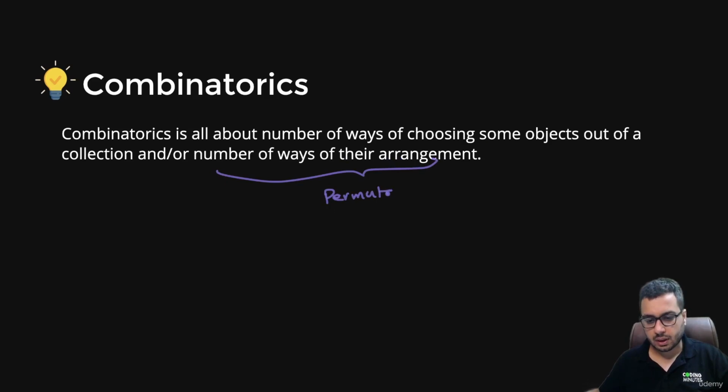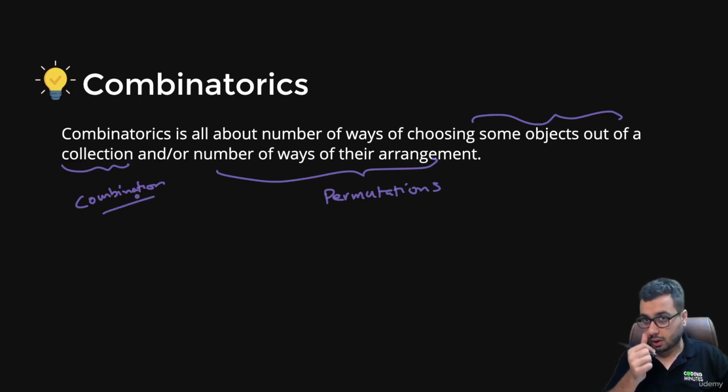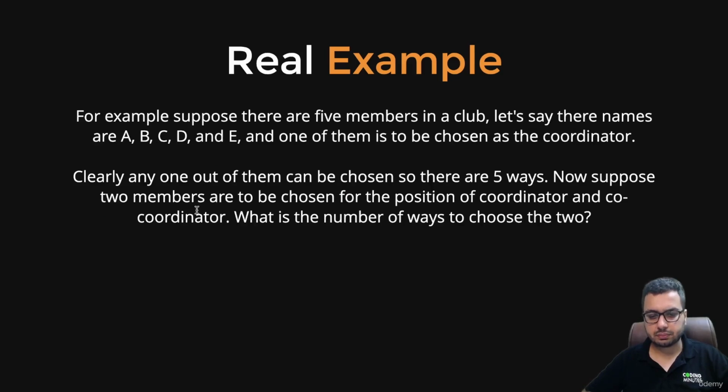And the number of ways of choosing objects from a collection is also known as combination. In how many ways can you pick k objects out of a collection? Okay, so let us take a real example.